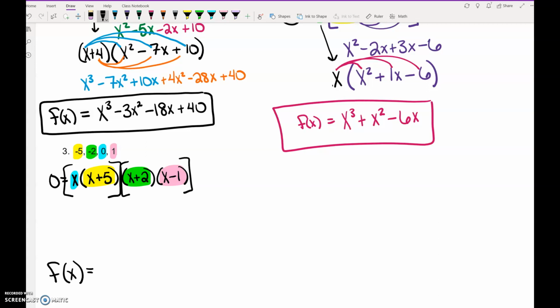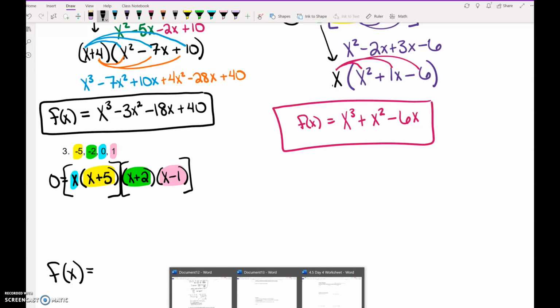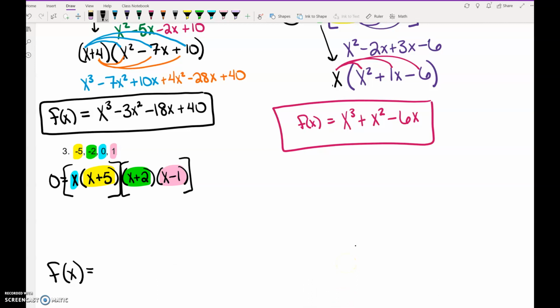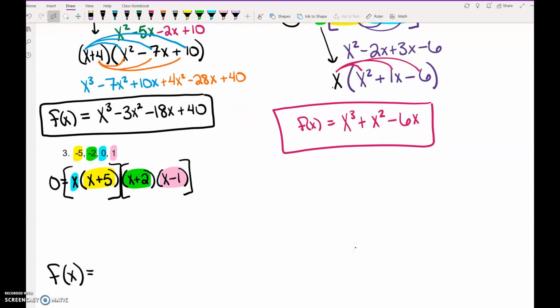Okay, work on the worksheet 4.5. I believe it's day 4 worksheet. Yep, 4.5 day 4 worksheet. Feel free to help each other out with it. Email me if you have any questions.